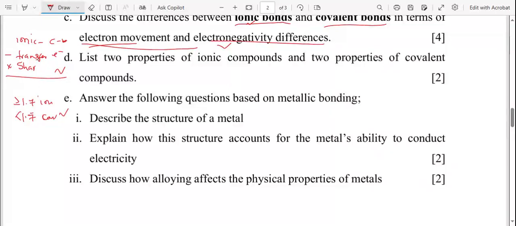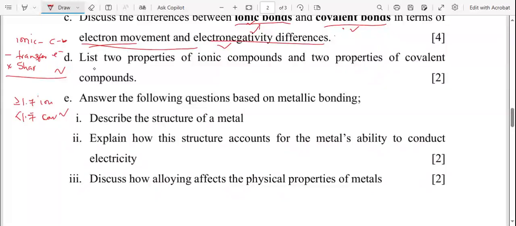So electron movement, this one involves transfer, this one involves sharing. Then in terms of electronegativity, ionic is greater or equal to 1.7, and covalent is less than 1.7.